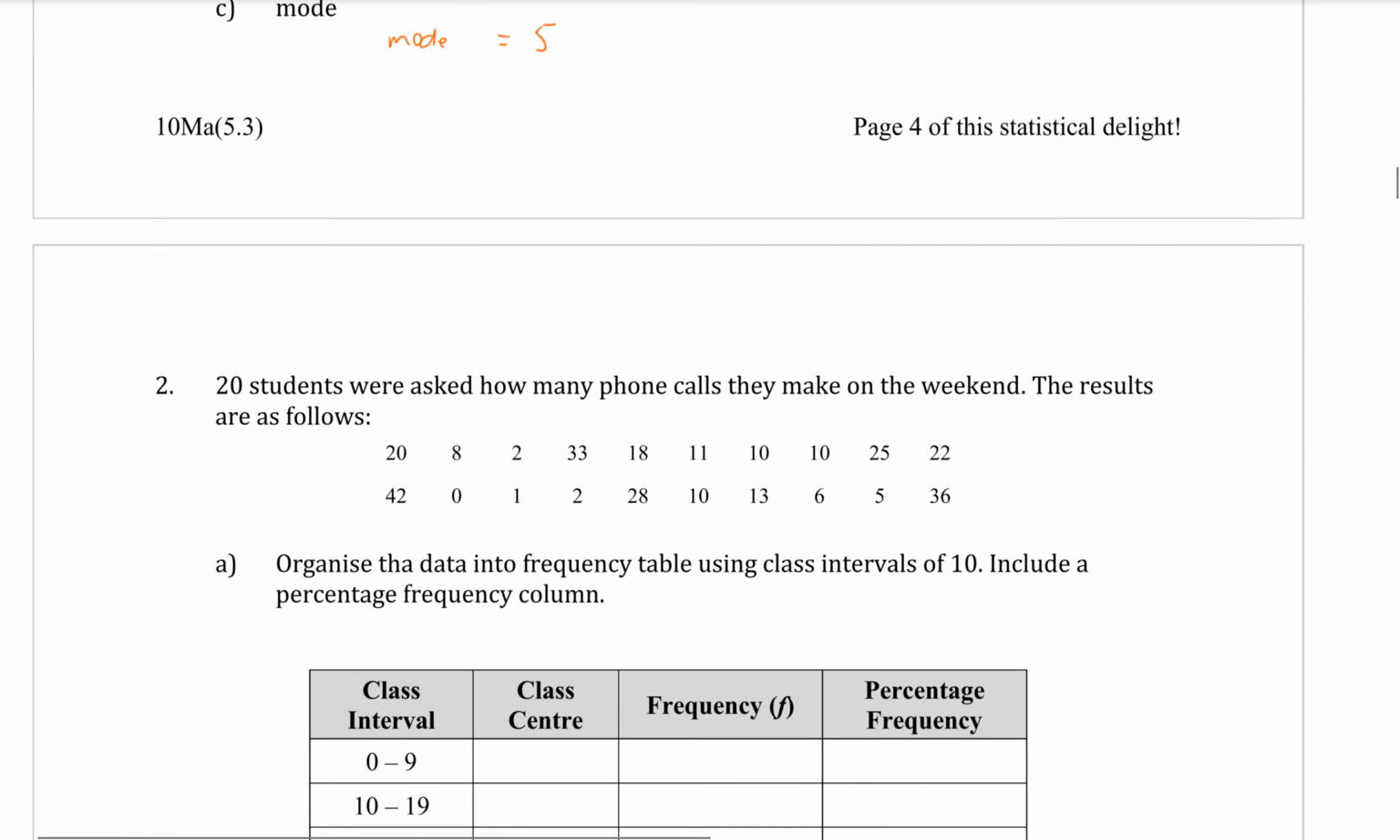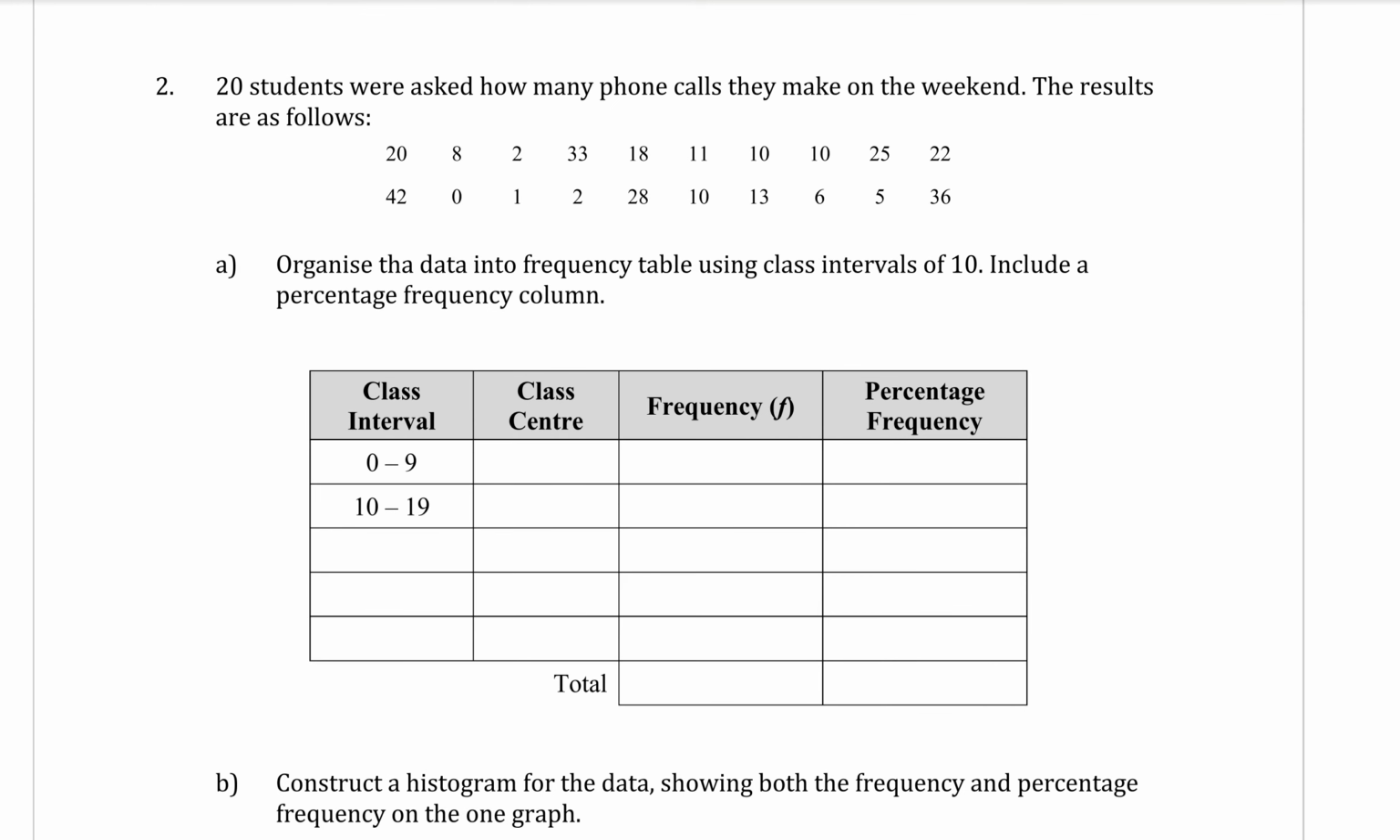On the next page, we want to do a slightly harder question than that. That was a little bit easy. Question 2, 20 students were asked how many phone calls they make on the weekend. The results are as follows. So this is my raw data. We want to organise the data into a frequency table using class intervals of 10, including a percentage column.